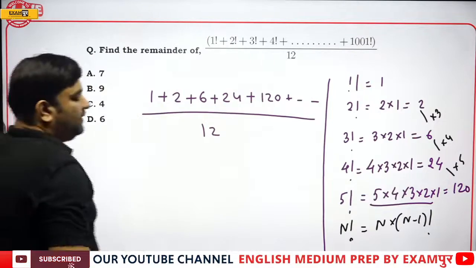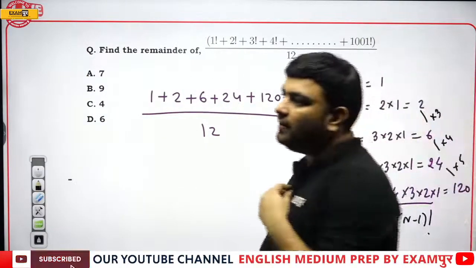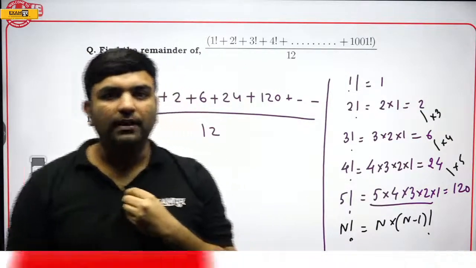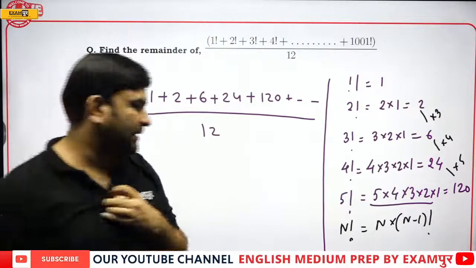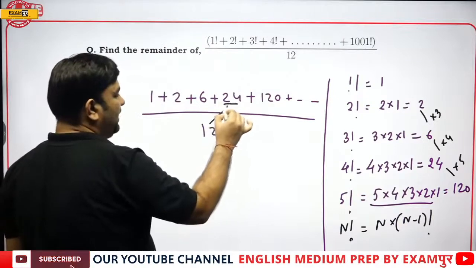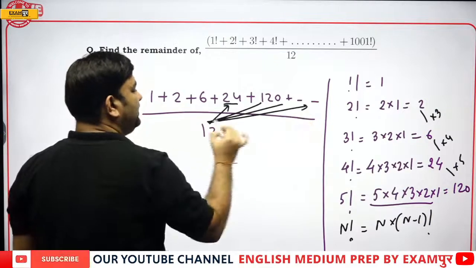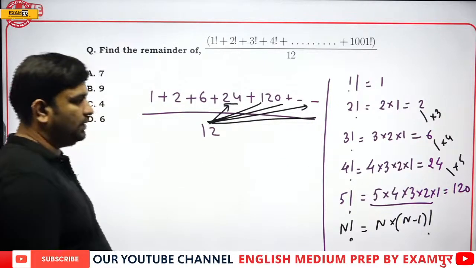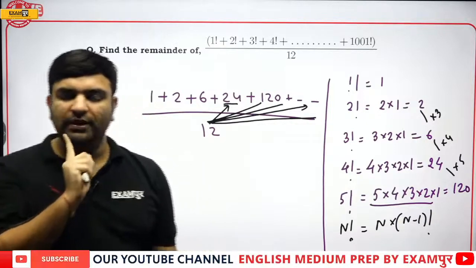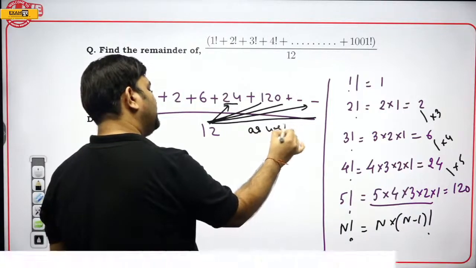Once a number is divisible by a particular number, then all the upcoming numbers are also going to be divisible by that. Like this, 4 factorial is divisible by 12. So all numbers after 4 factorial are going to be divisible by 12 as well. No need to check.